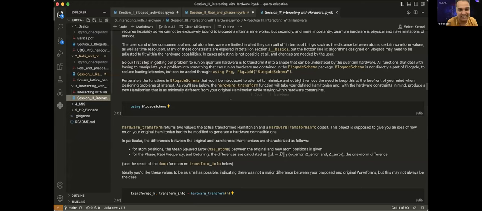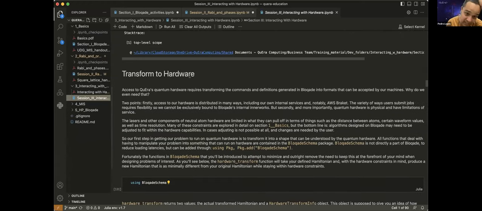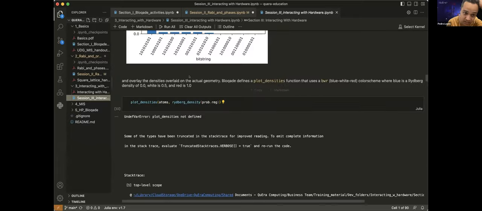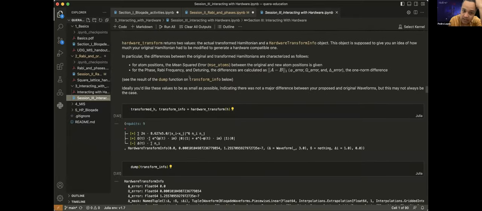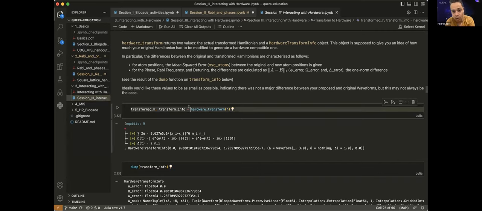If you are using Blockade instead of the AWS system, you can submit jobs as well, as I was saying. The way that happens on Blockade is through this function called hardware transform. So you had a Hamiltonian that you were just using on Blockade that you're simulating. Suddenly you decide, time to send it to Aquila. So what do you do? You call hardware transform.